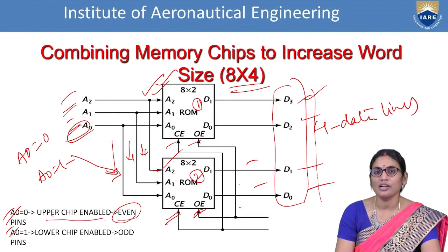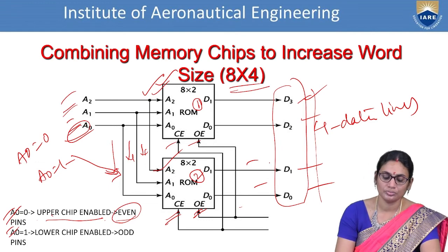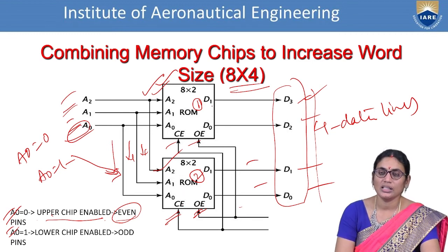We make sure which chip has to activate by means of the address line A0. A0 equals 0 will enable the upper chip. Otherwise, it will enable the lower chip. It will present the even sequence if the upper chip is selected. If the lower chip is selected, then it is presented with the odd sequence of bit information.